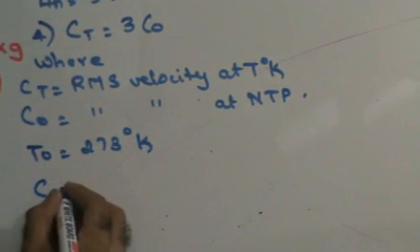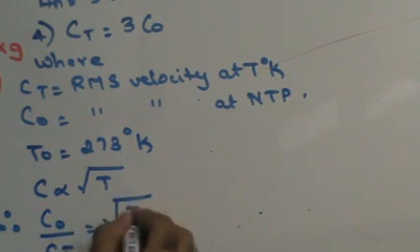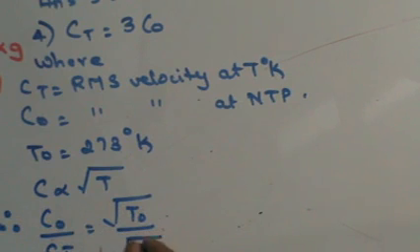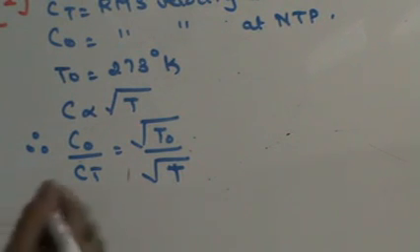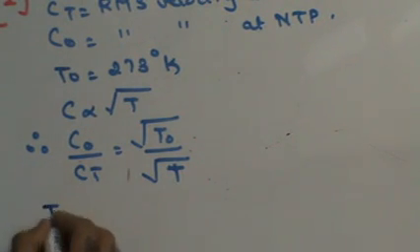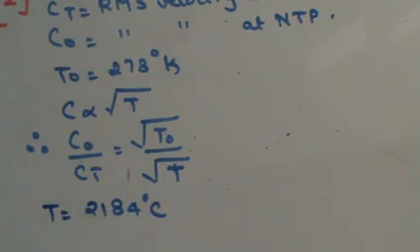Now we know that C is directly proportional to square root of T. Therefore I can say that C0 upon CT is square root of T0 upon T. The only unknown in this case is going to be T. Right? So when you solve this, you should get this answer. T will come to 2184 degrees Celsius. Next, take down next one please.